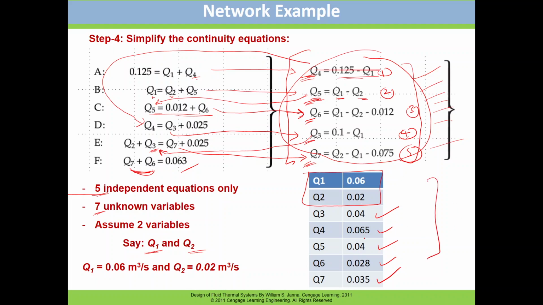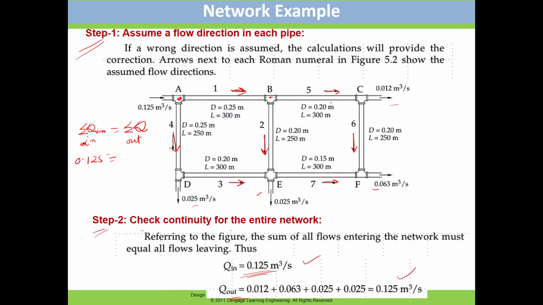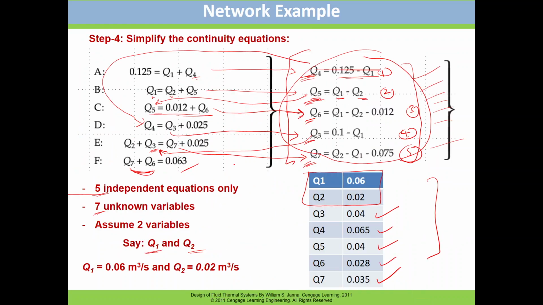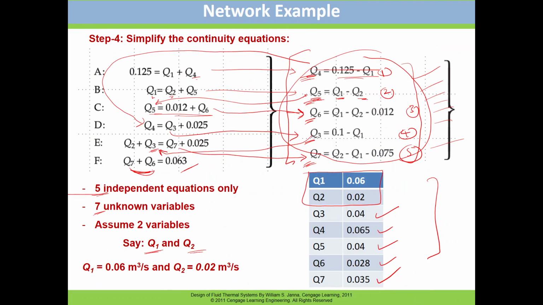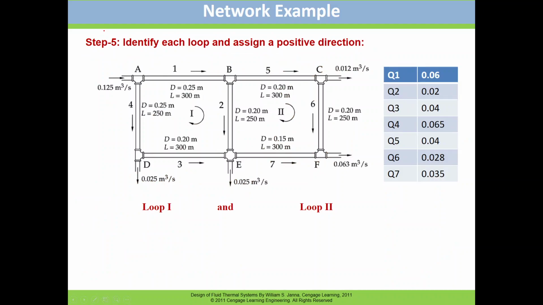Remember that here all the Q's are coming out to be positive. So when we initially assume the direction and the value at the end comes out to be positive, that means your assumed direction is correct, because all the values are positive. If any value comes out to be negative, then you make it positive and change the direction here. So now we know all the flow rates. This was our step number 4.